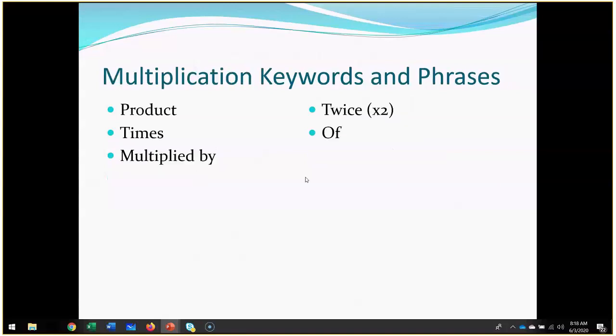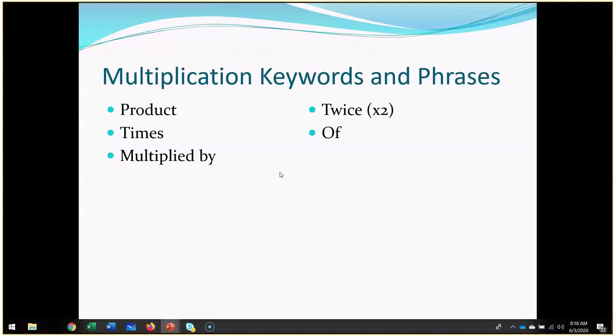Moving on to multiplication keywords and phrases. Again, this isn't a complete list, but these are the most common ones that you're going to come across. Of is one that is missed a lot. Of means multiply when it is between two numbers. So I'll show you some examples of that.